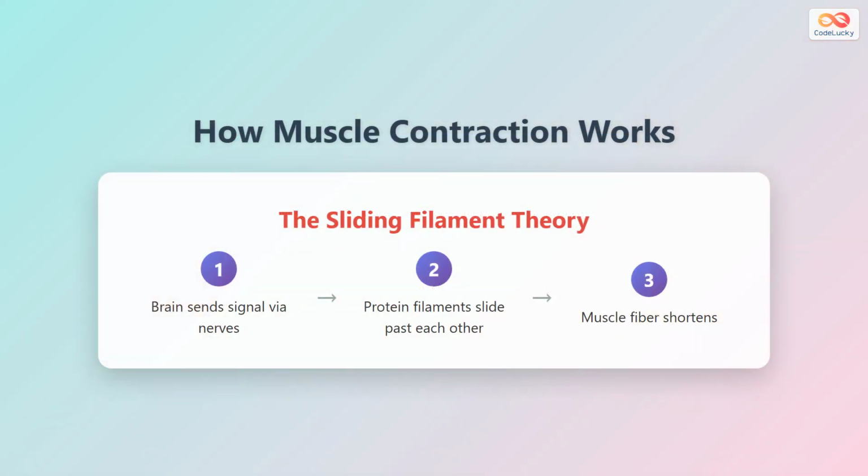Muscle contraction follows a fascinating process explained by the sliding filament theory. First, your brain sends an electrical signal through nerves to the muscle. When this signal reaches the muscle fiber, it triggers a mechanical process. Protein filaments inside the muscle begin to slide past each other, kind of like interlocking fingers sliding together. As these filaments slide, the entire muscle fiber shortens, creating the contraction that pulls on your bones and produces movement.